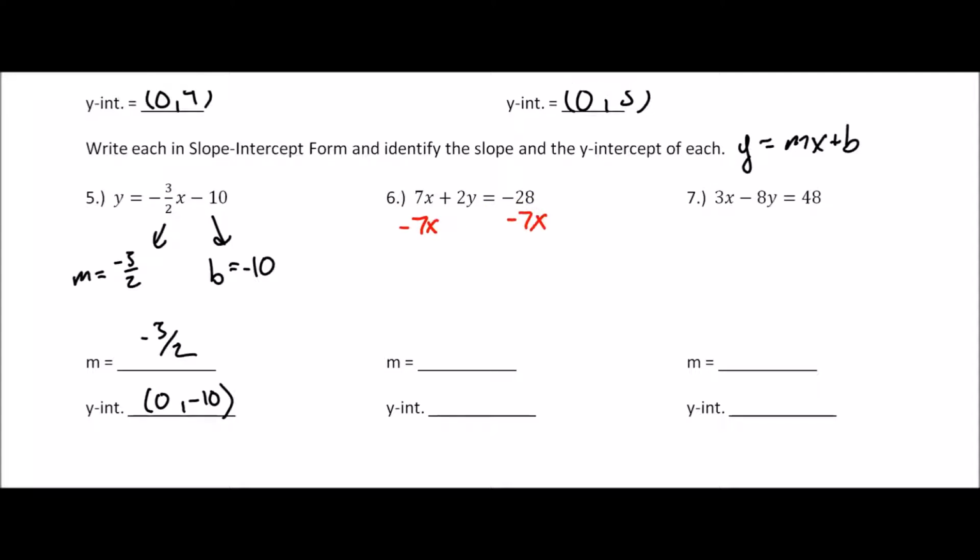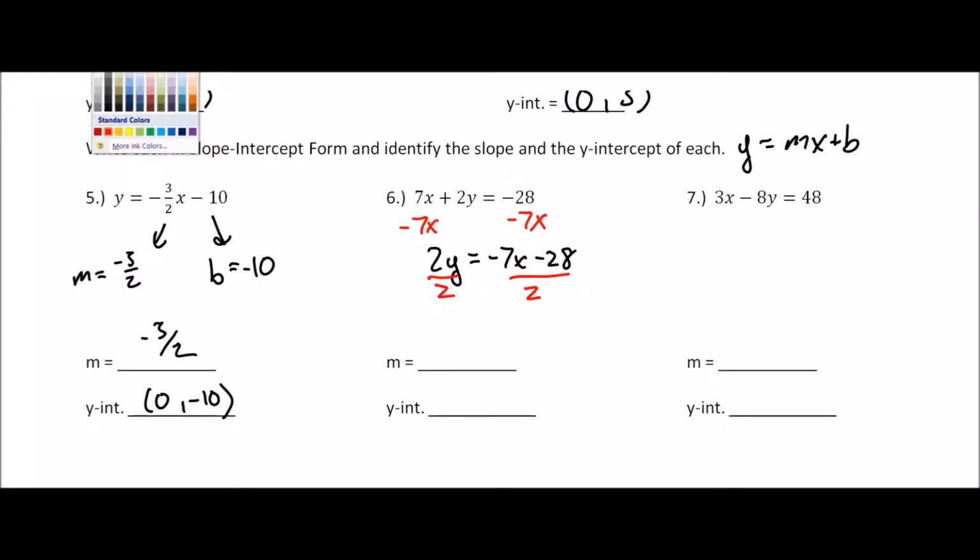And as I do that, I want to try to write this in the proper order here. I wouldn't write this as negative 28 minus 7x. I want to write it as negative 7x minus 28, okay, because I want the x value written first. And now I do my division.